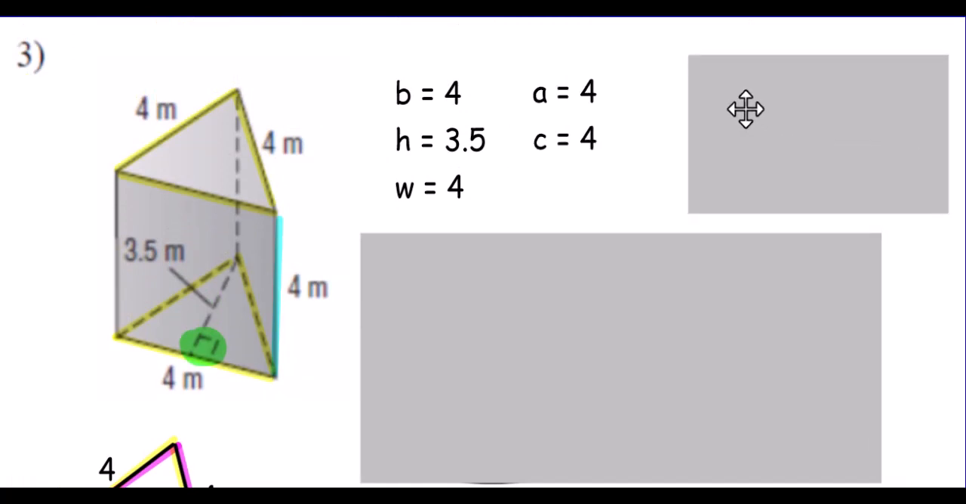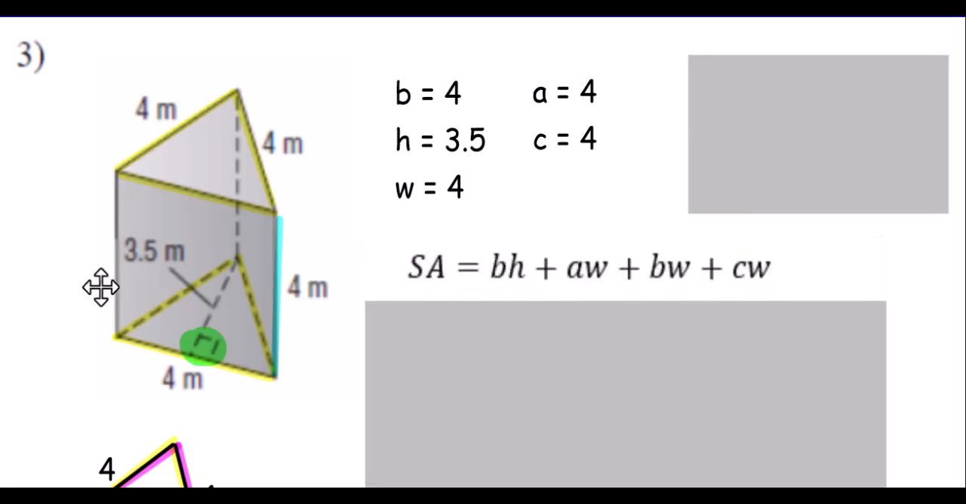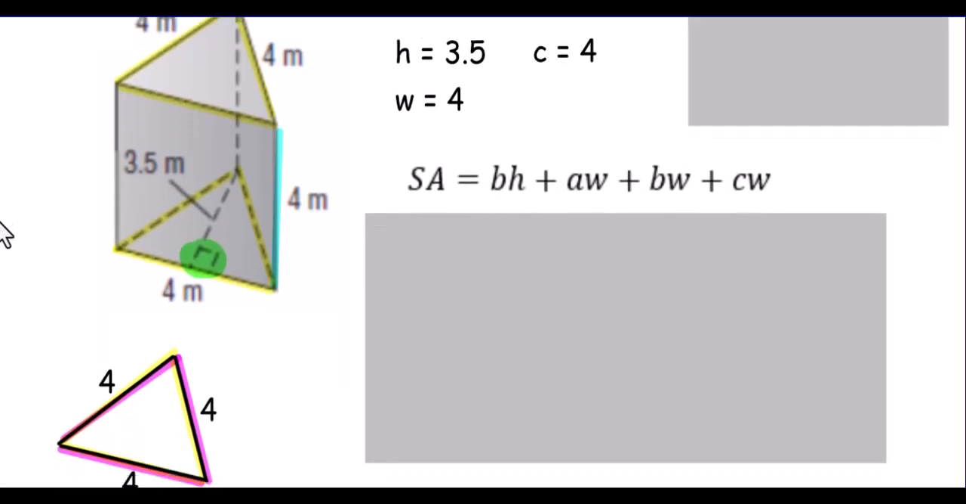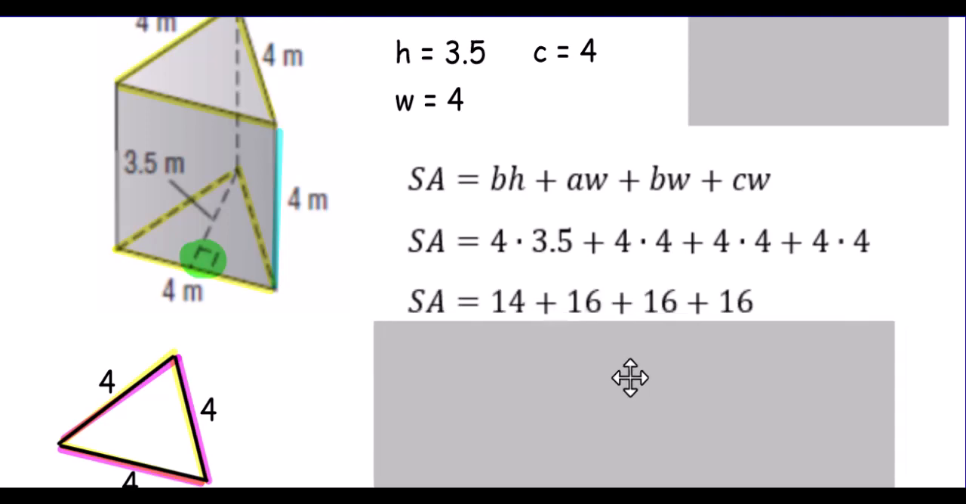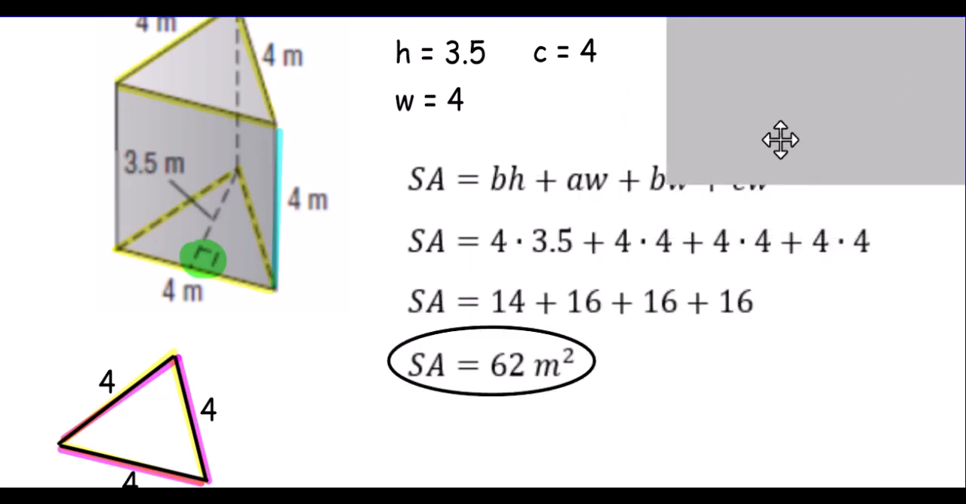Once you have that identified, it's really just a matter of plugging the numbers into the formula. So we're going to do BH plus AW plus BW plus CW. So that would be 4 times 3.5 plus 4 times 4 plus 4 times 4 plus 4 times 4. I did each of those products to get 14 plus 16 plus 16 plus 16. And then our final surface area here is going to be 62 meters squared once we plug those in.